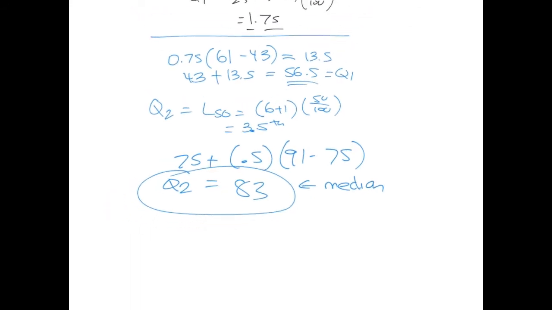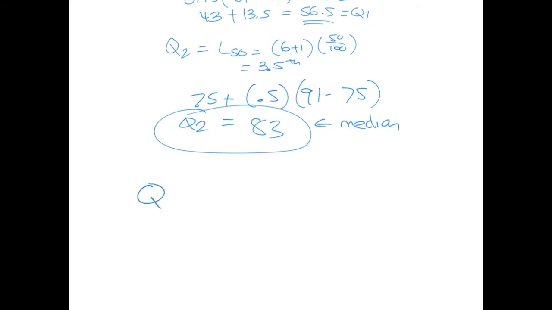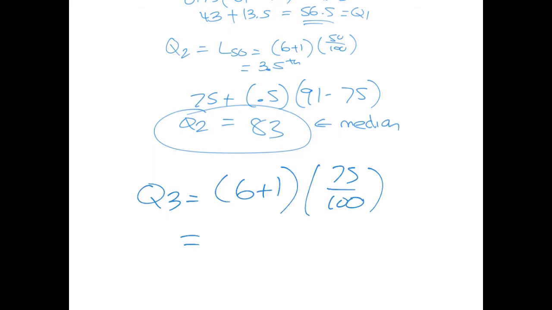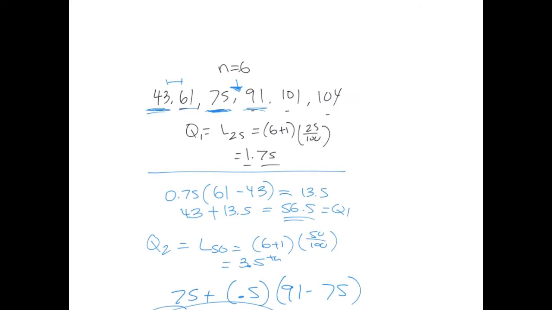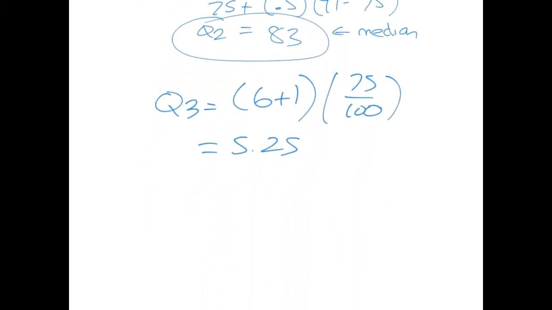What about the third quartile in this case, Q3? Q3 is going to be found by 6 plus 1 times 75 over 100, which is equal to position 5.25. So what is the value at position 5.25? So we have 1, 2, 3, 4, 5, and this is 6. So 5.25 is going to be somewhere here. So let's find where that is exactly.